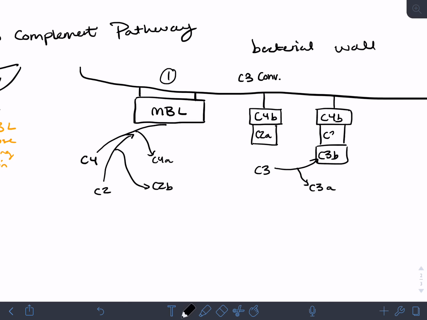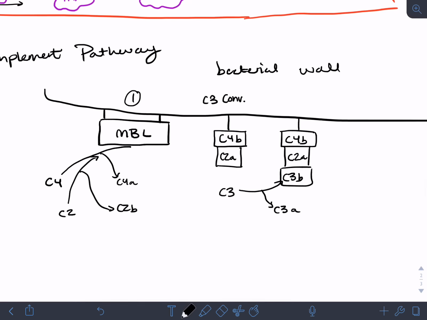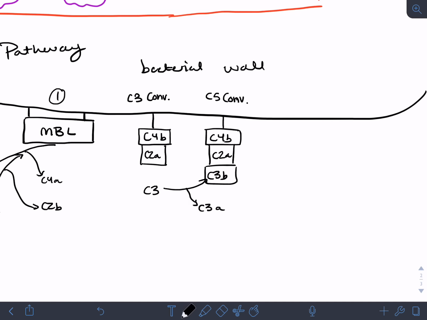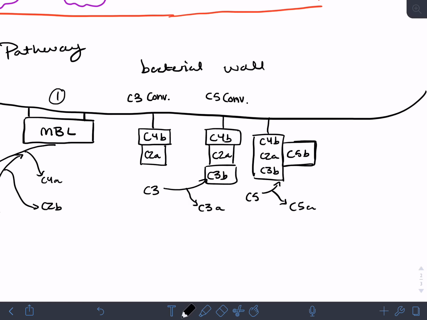Another sandwich right here. Okay? And this is called C5 convertase, which does the exact same thing that it did before. It's going to take C5 and split that into C5b and C5a. And remember, the A goes away and the B binds, right? So you have C4b, C2a, C3b, and now the new thing that you just added is C5b.